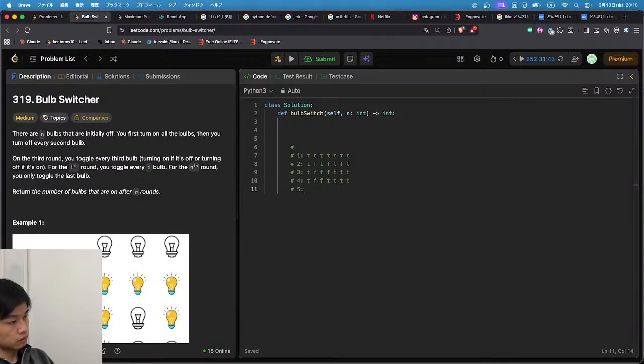Fifth, true, false, true. Six, true, false, false, true, false, false, true. 7. True, false, false, true, false, false, false. So the answer is 2.